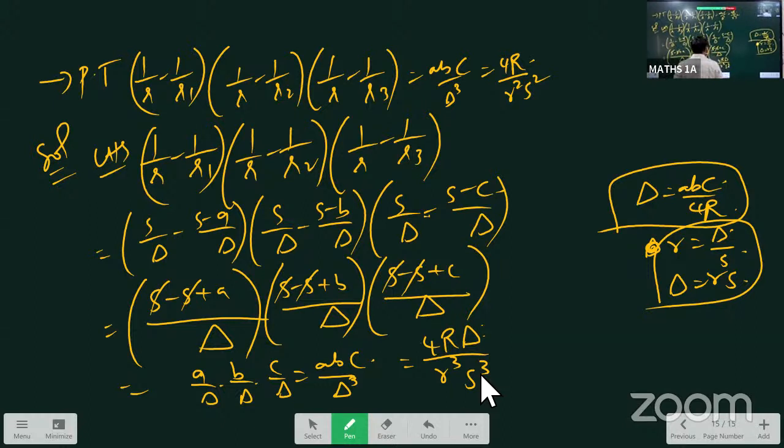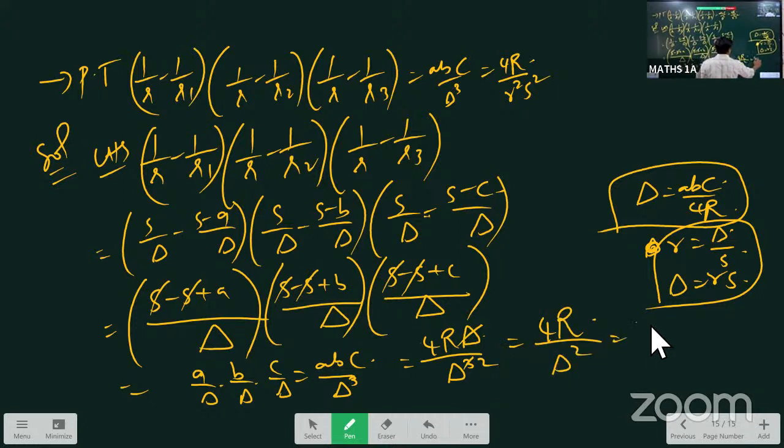Okay, you do one thing. Instead of R cube S cube first itself, ABC is 4R delta by delta cube. One delta gets cancelled, delta square. Now this is fine. Then 4R by delta square. That is 4R by delta means what? RS means R square S square. That's it. So with this, your properties of triangle 4 marks and 7 marks has been done.